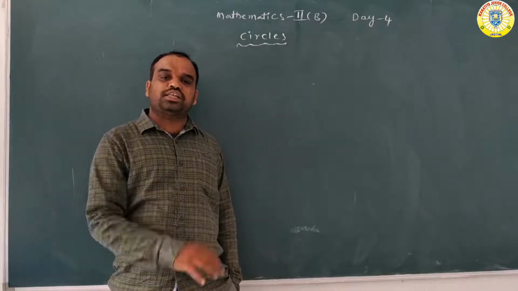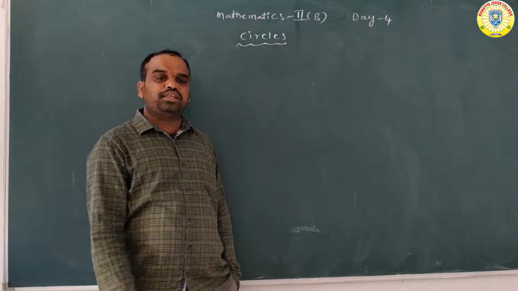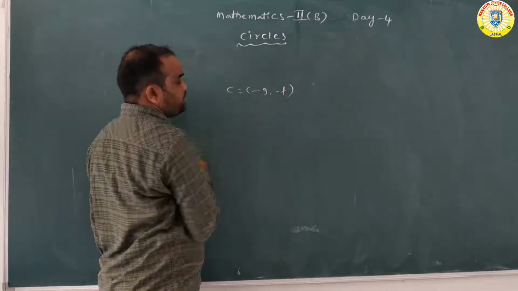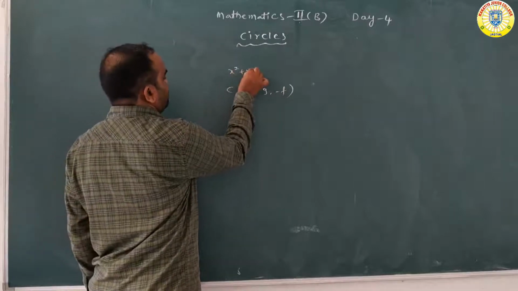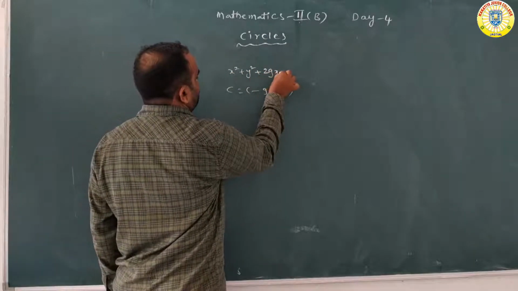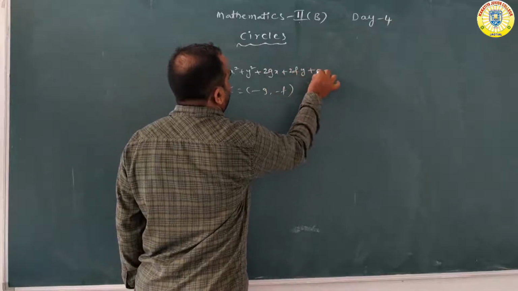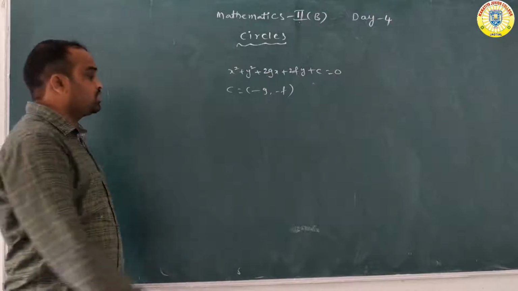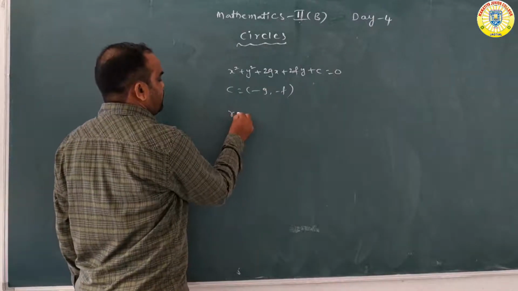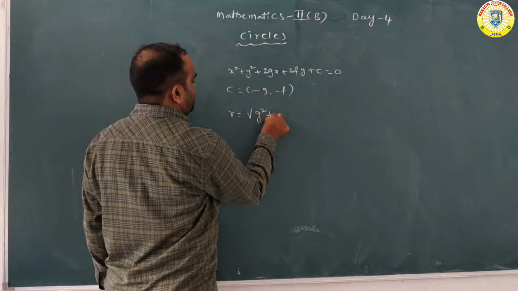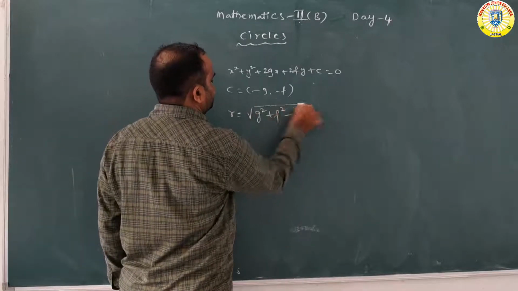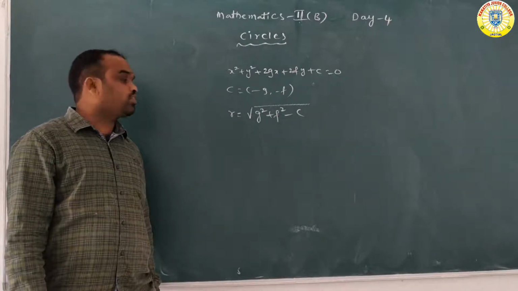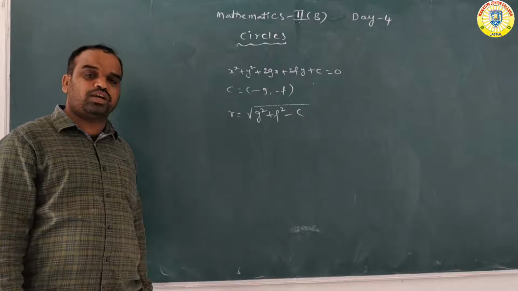So what is the center? The center of that circle is minus g comma minus f. The radius is equal to the square root of g square plus f square minus c. The radius of the circle is nothing but the square root of g square plus f square minus c.